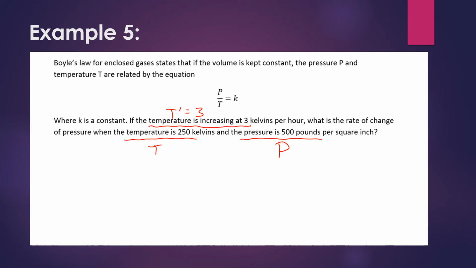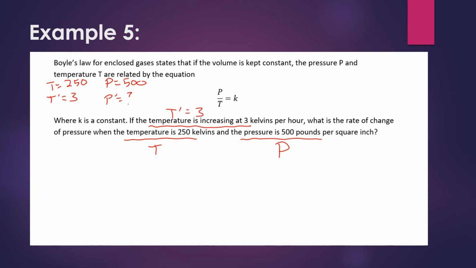So we've got our variables. T is 250, T prime is 3, P is 500, and P prime is what we want to know. So they also give us the relationship, P divided by T equals K, where K is constant. So this is where we would take our derivative implicitly.